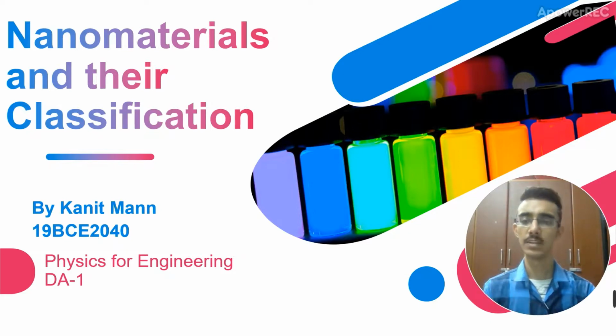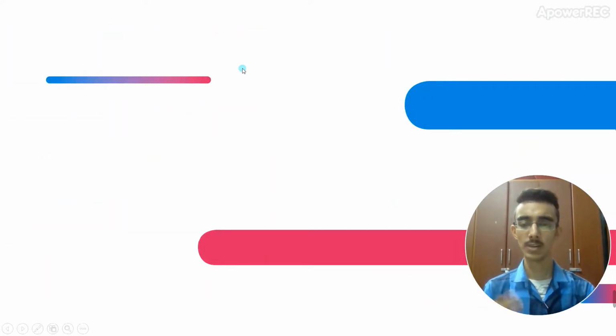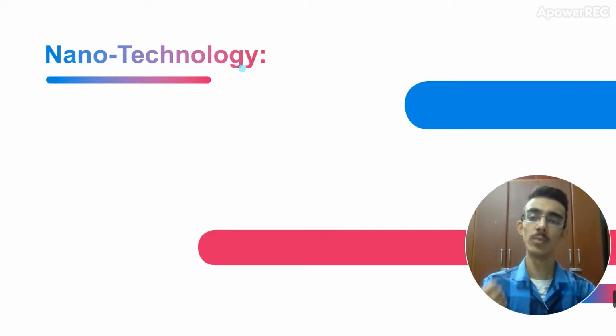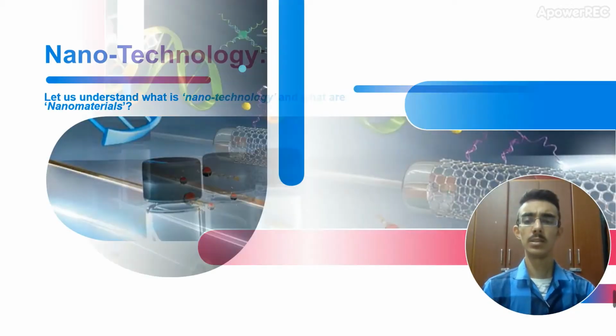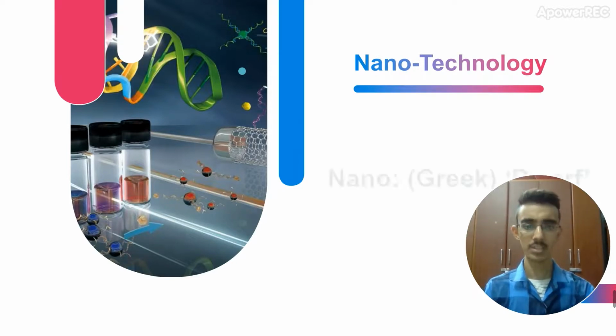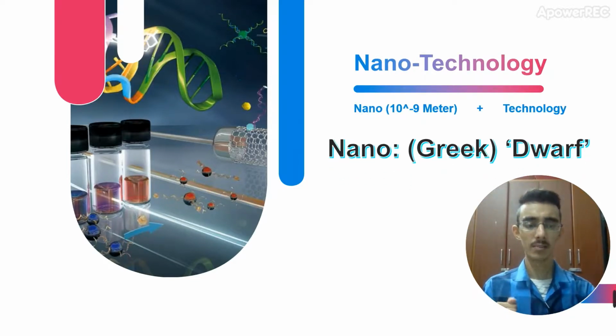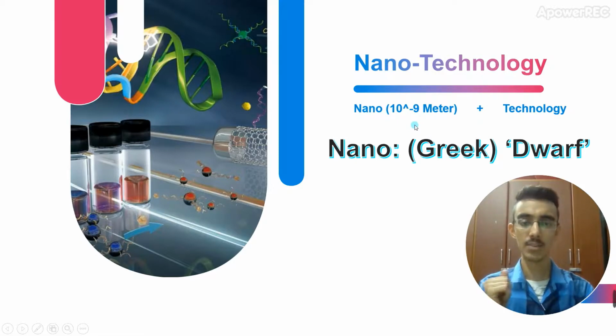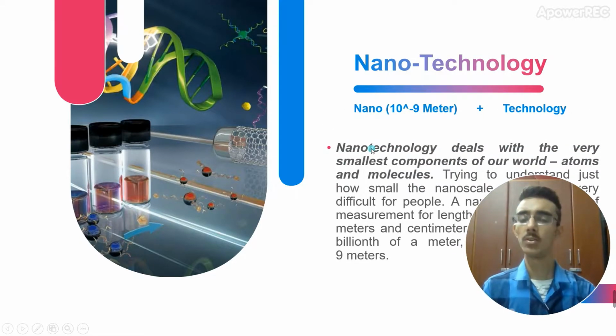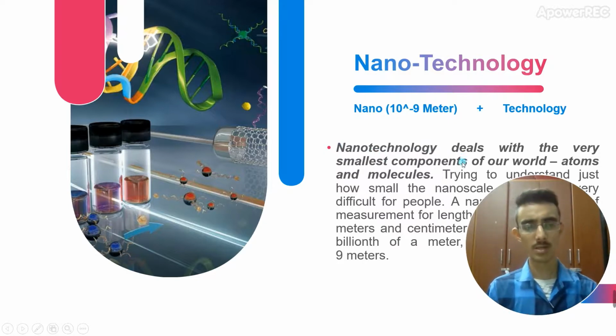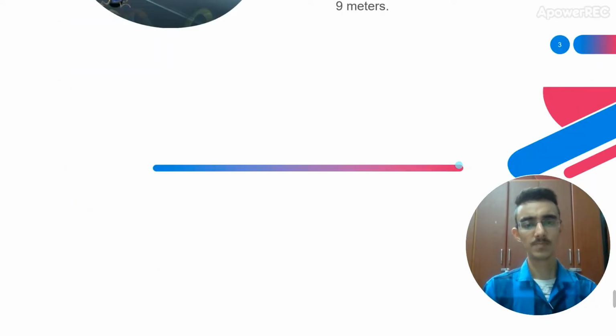Before we get into the classifications, we first need to understand what nanotechnology and nanomaterial is. Well, to get an idea, let me go with the definition. Nano is derived from a Greek word which means dwarf, and in scientific notation it is 10 to the power minus 9 meter. Now that is really small. According to the definition, nanotechnology deals with the very smallest components of our world, atoms and molecules. We can also call it a billionth of a meter.